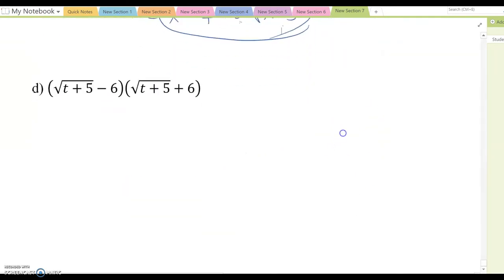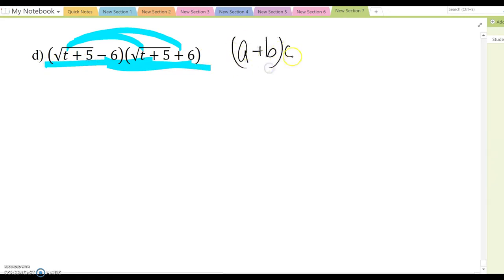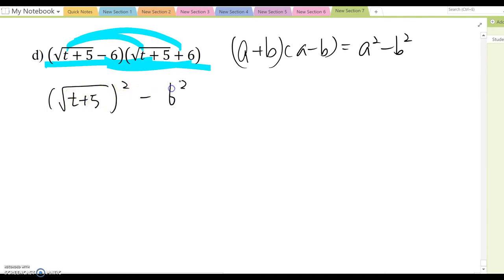Okay. Now this one, as you see, is already folded out. But if you look at this one carefully, this is already a conjugate. So you know the conjugate factoring: a plus b times a minus b equals a squared minus b squared. Therefore, I'm going to just do square root of t plus 5 squared minus 6 squared, which means t plus 5 minus 36. So the answer becomes t minus 31. That should be the answer for letter D.